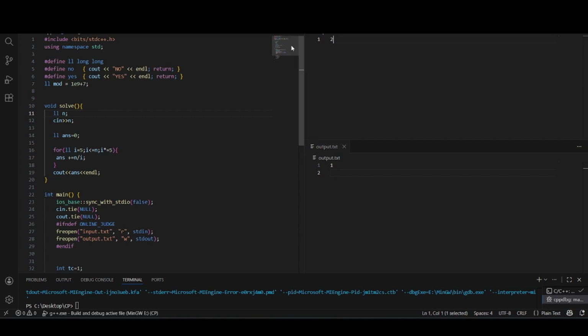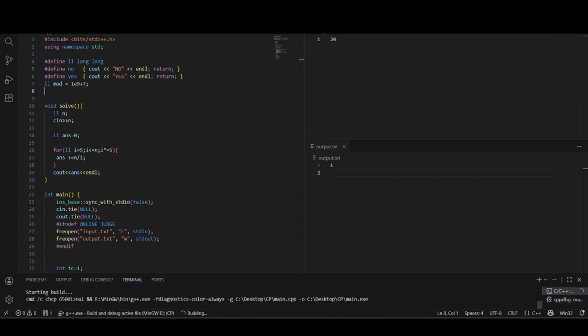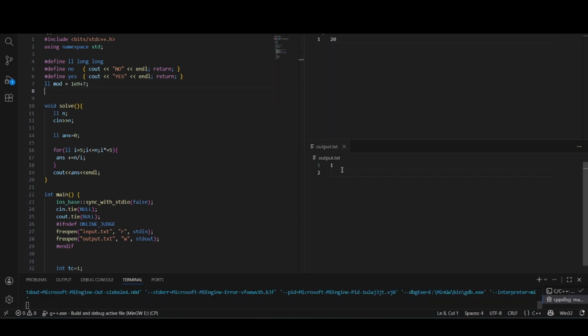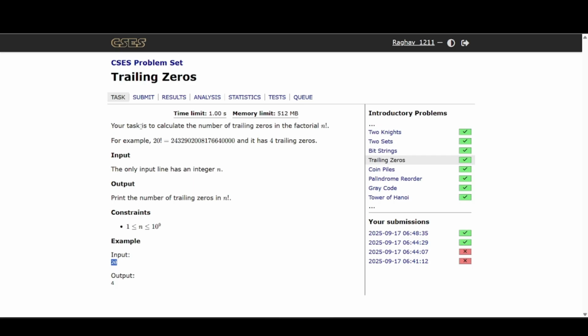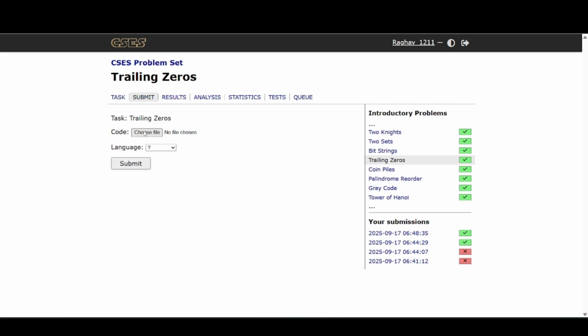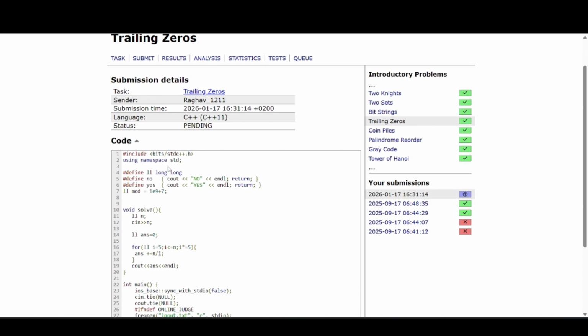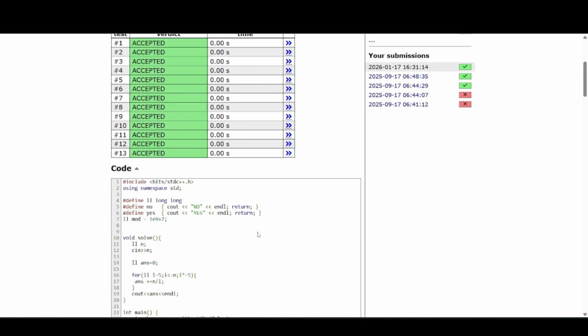So I hope it should work for 20. Let's check. Okay, so let's submit it once. Yeah, so it got accepted.